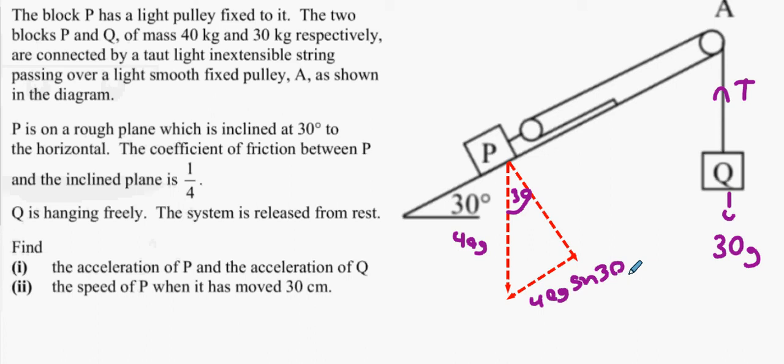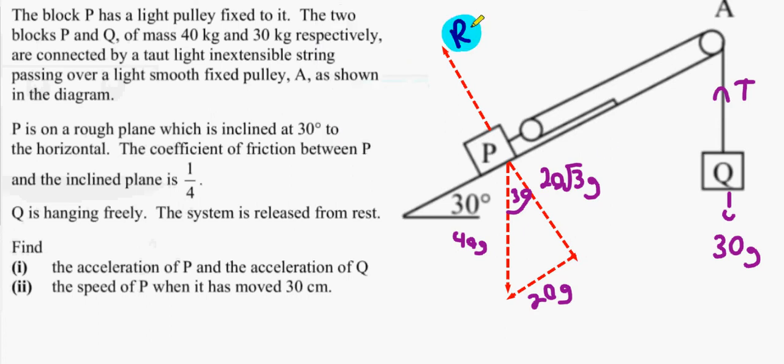Is that it? Oh, sorry, it's a half, isn't it? So 20g, my fault. And then the other one is 20 root 3 because it's cos. Right? Then go up the top here and get the R values. What's the R value? The reaction force has to be equal to what? The 20 root 3. They're balanced because it's not sinking into the surface, okay?